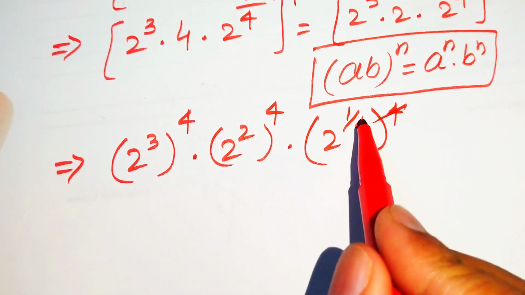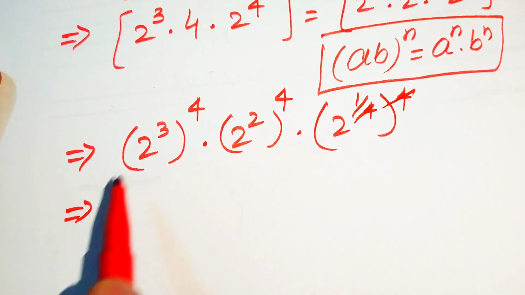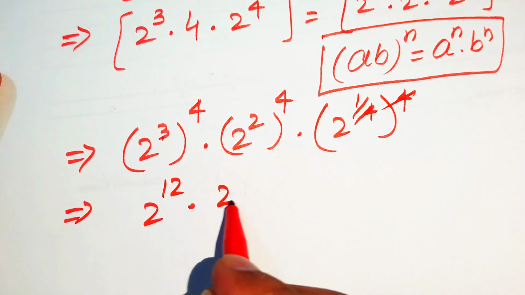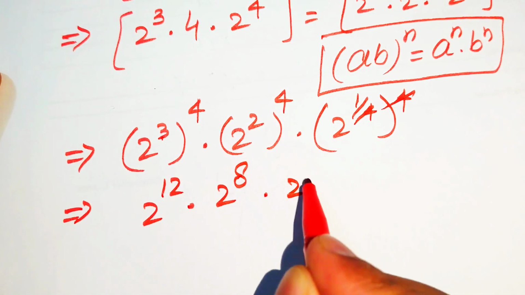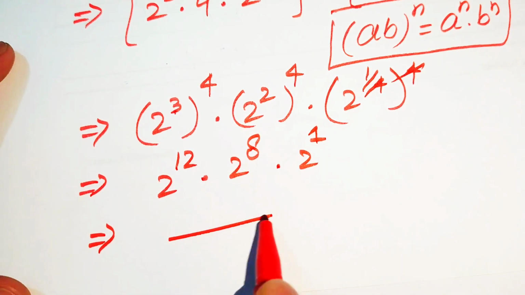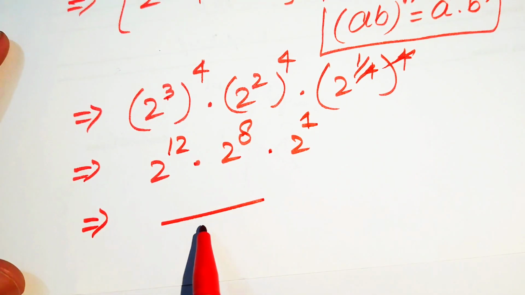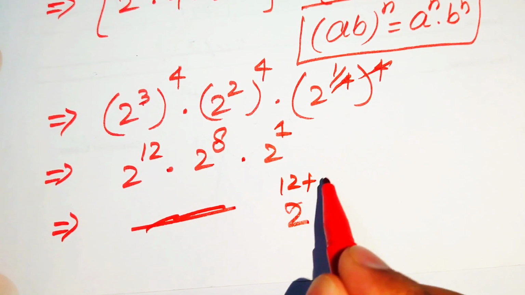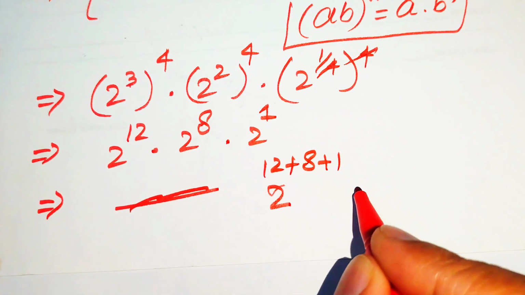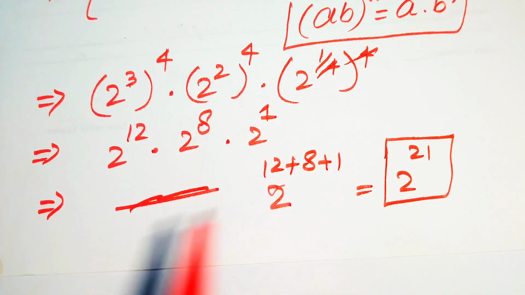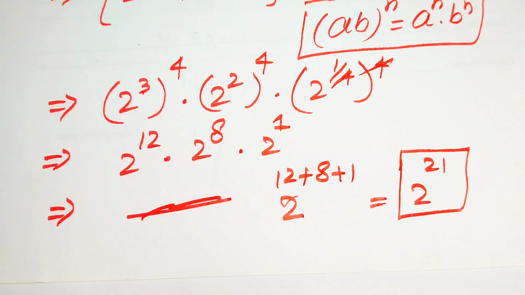Here you see that these cancel each other, and we get 3 fours are 12 and 2 fours are 8, and here you get 2 to the power of 1. Now the bases are the same, so we add the exponents: 2 to the power of 12 plus 8 plus 1, which equals 2 to the power of 21. This is the final simplified answer of this question.